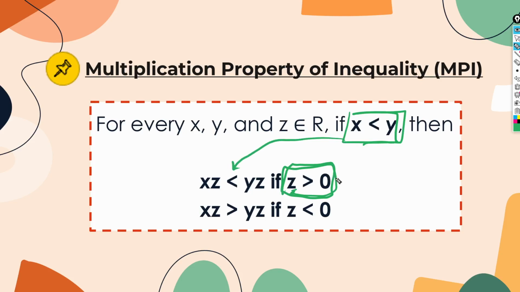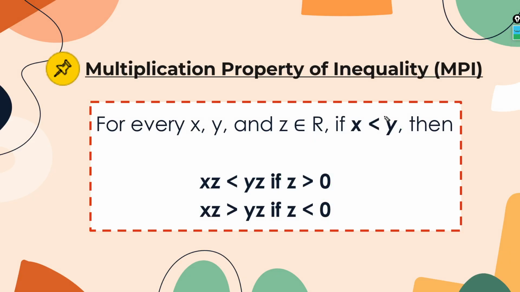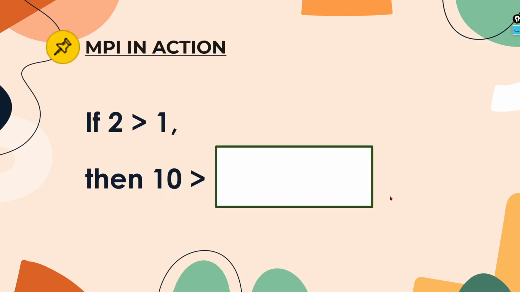Granting that your multiplier to both sides of the inequality is positive. But if it were negative, like the second case here, notice, ang symbol ko bumabaliktad. O, diba? Yun yung pagkakaiba ng MPI sa MPE. Whenever you multiply or divide by a negative number on both sides, you will flip the symbol. Babaliktad rin yung symbol ng iyong inequality. Okay? Now, let's see that in action.